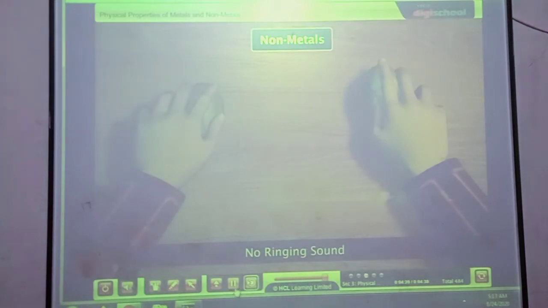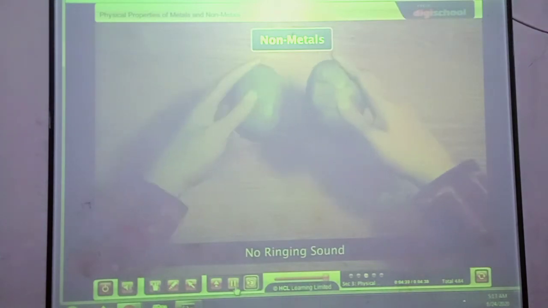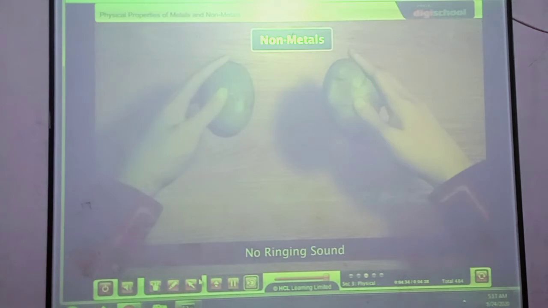Non-metals are not sonorous. Example: when we knock two pebbles, there is no ringing sound.